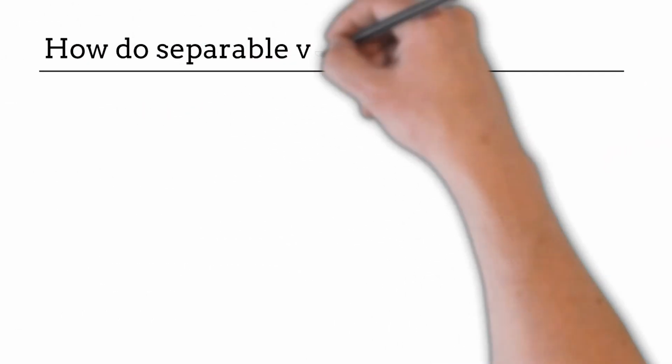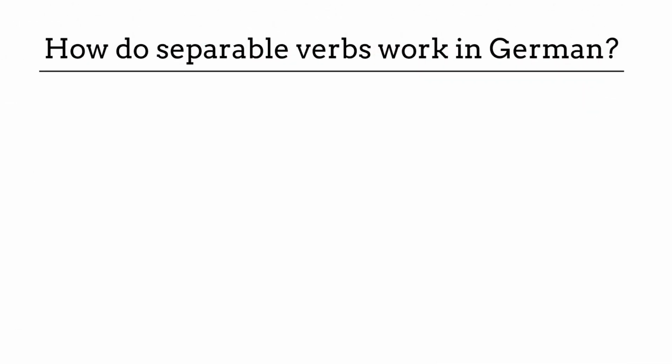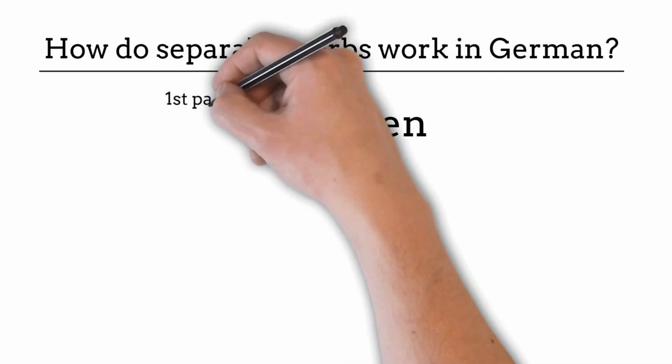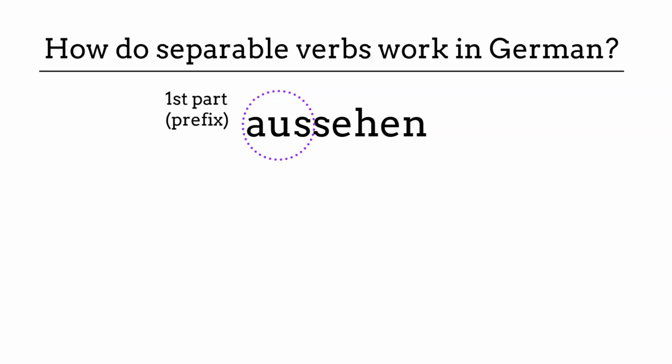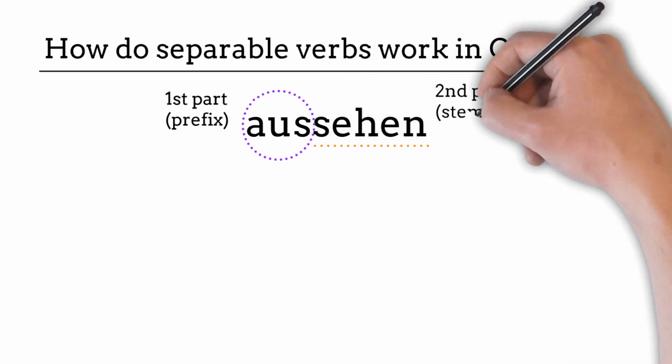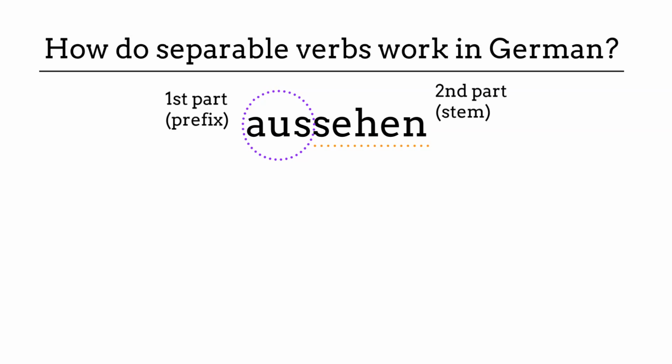How do separable verbs work in German? Let's look at the example of aussehen. This verb has two parts. The first part is the prefix, aus. It means out, and you'll see it on lots of different verbs. The second part is the stem, sehen. That's actually a verb by itself. It means to see. But when you combine it with aus, all of a sudden you have a new verb, and it means to look like.